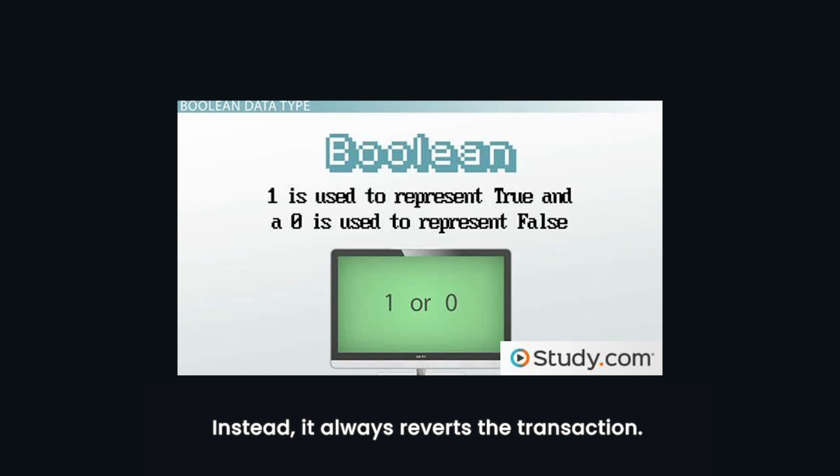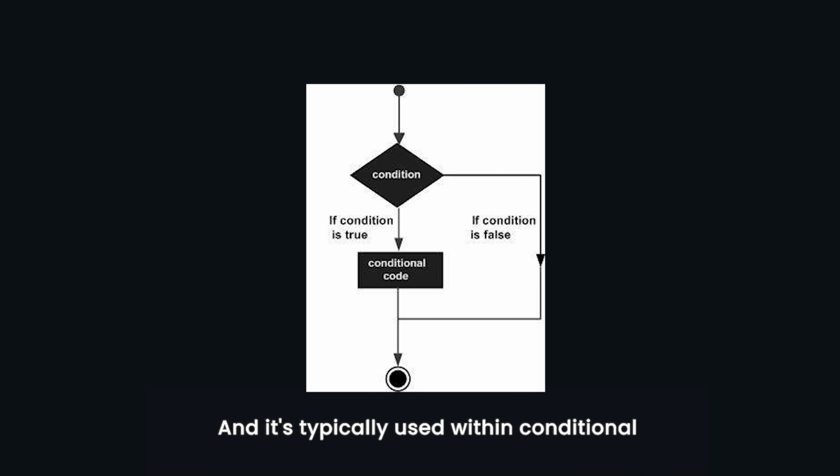Now let's talk about the revert keyword. It also reverts the transaction and has two forms. Unlike require, revert does not take a boolean condition. Instead, it always reverts the transaction, and it's typically used within a conditional statement to provide custom error messages. So you may ask, why custom error messages? Because in Solidity, custom errors are more gas efficient.